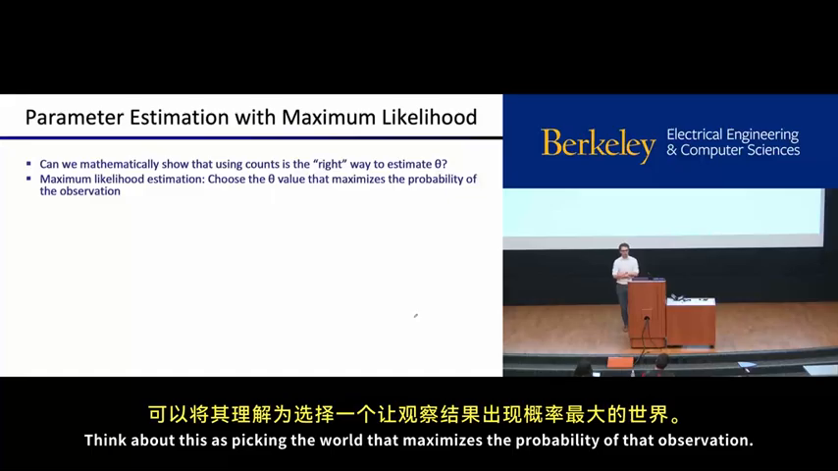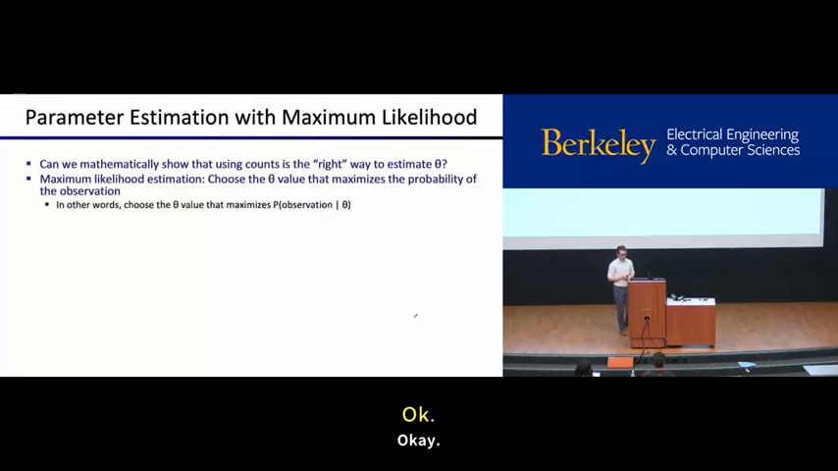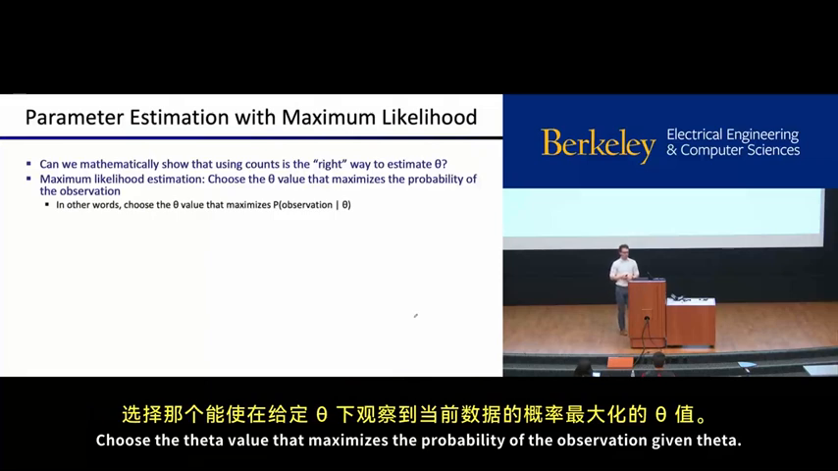Think about this as picking the world that maximizes the probability of that observation. So in that world, that observation is the most likely out of all the worlds. Okay? Choose the theta value that maximizes the probability of the observation given theta.